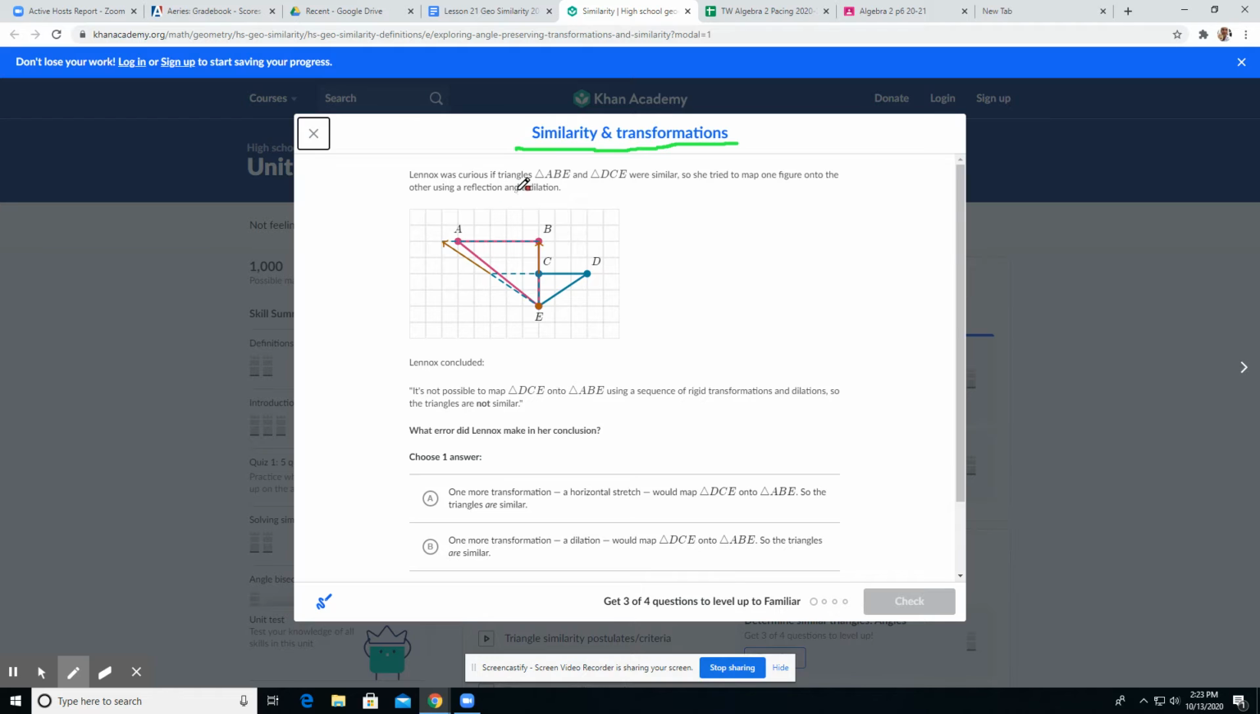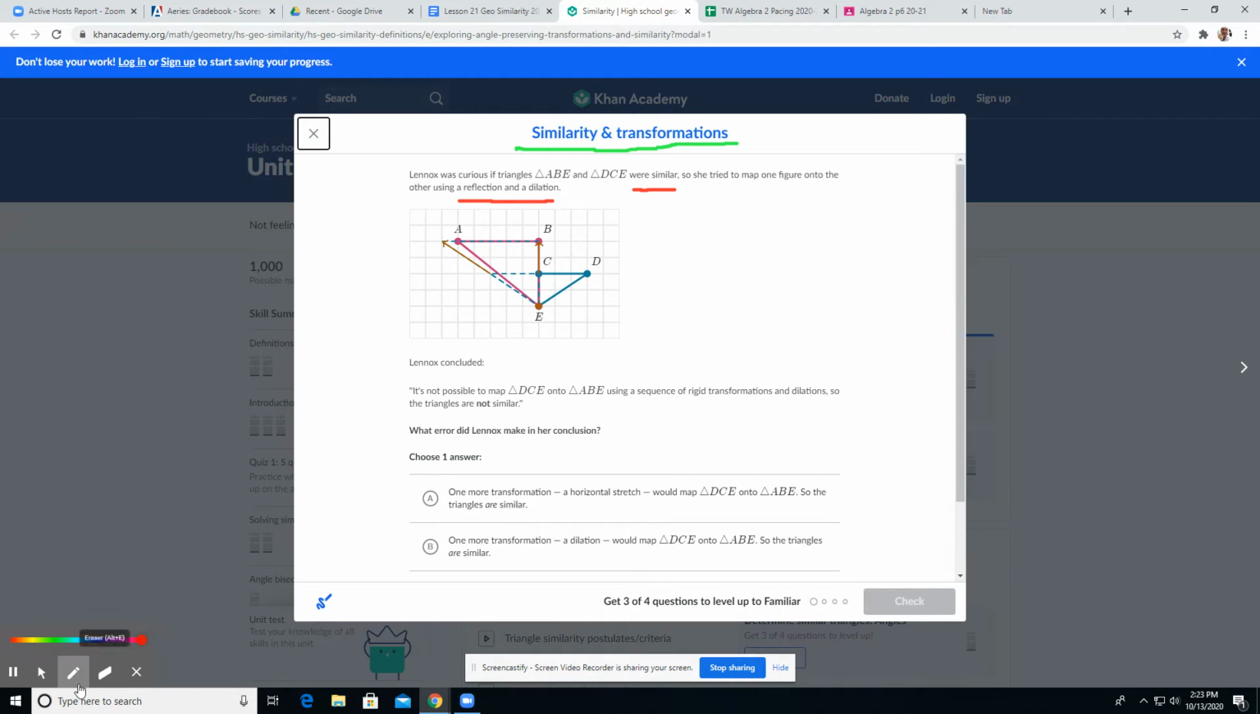So Linux was curious about if triangles ABC and DCE were similar. That's the whole point: similar. So the angles are the same, the sides are proportional, but it could be bigger or smaller. So she tried to map one figure onto another figure using a reflection and a dilation. Well, both of those are okay for similarity.